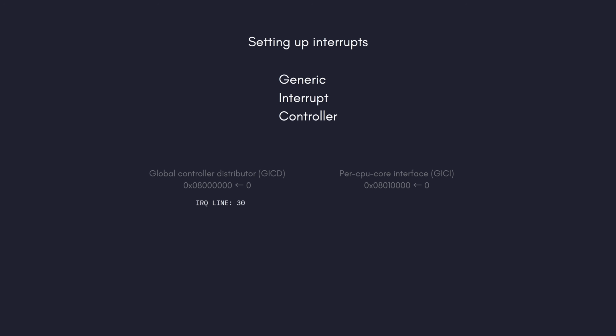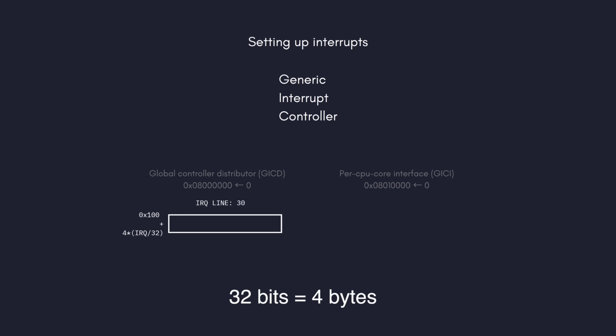Now, the first thing we're going to have to do is enable the IRQ line. We're going to do that at offset 0x100 of the distributor. There, we're going to have to determine which register and which bit inside that register corresponds to the IRQ line that we have set up. The GIC in its current version uses 32-bit registers, and in each of those registers, one bit represents one line. So we take our line number and we divide that by 32 in order to find which register the line is located in. In this case, it's going to be the first one because it's 30. And then because we're working with 32 bits, we have to multiply this value by 4.